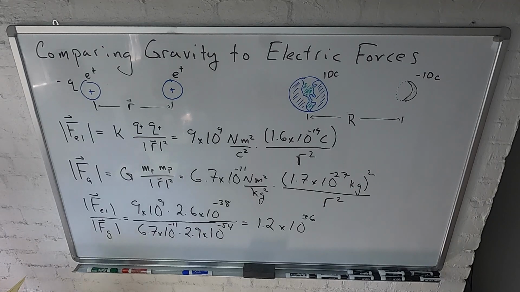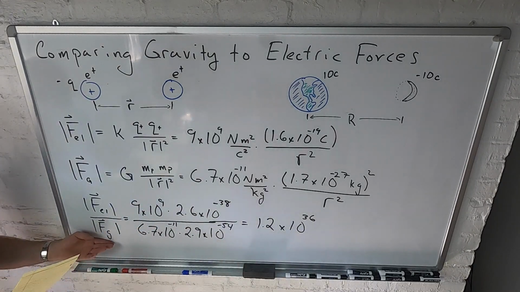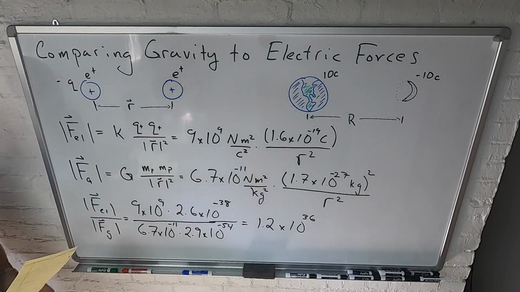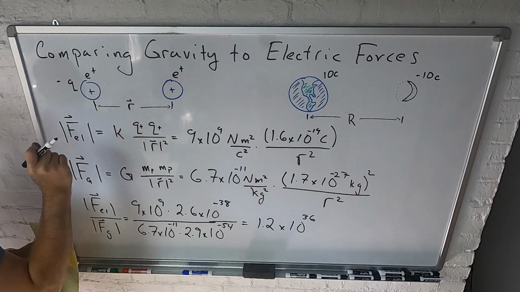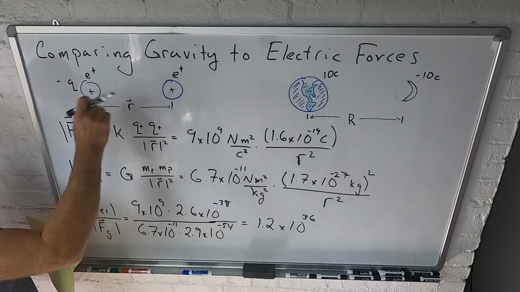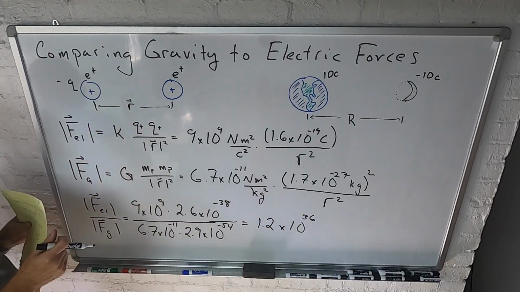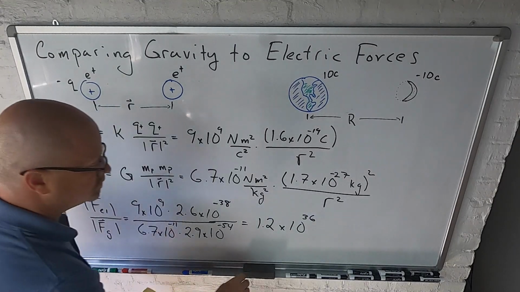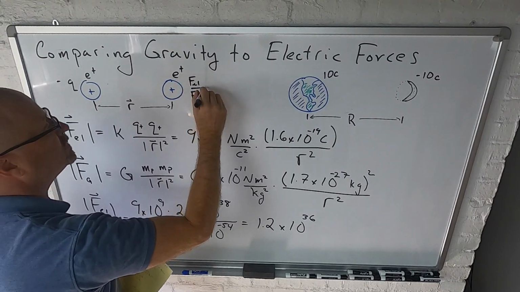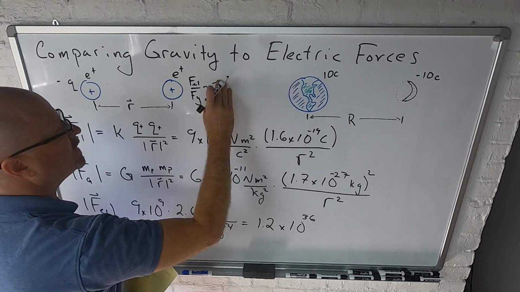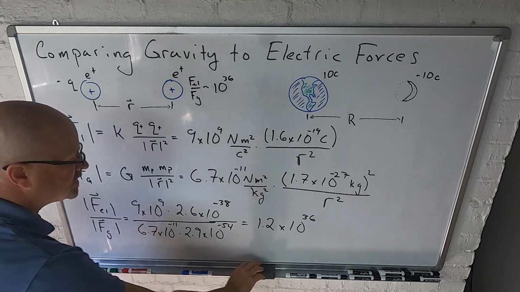So what that means is that the electric force is 36 orders of magnitude more powerful than the gravitational force. So if I were to put these electric charges at this distance, a nominally corresponding distance, the effect of gravity is 36 orders of magnitude less than the effect of the charge. That's remarkable. So I'm going to say F electric to F gravity is approximately 10 to the 36. Okay, so let's keep that in mind.